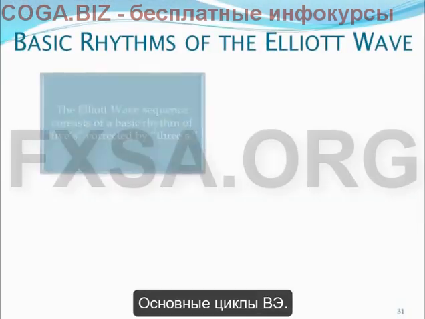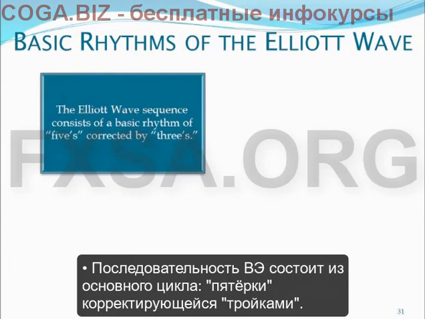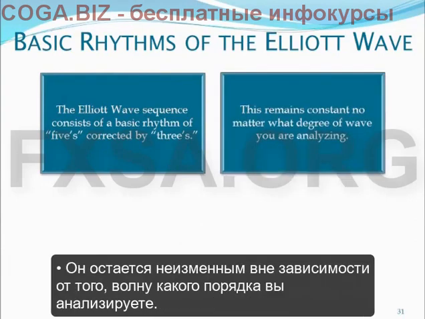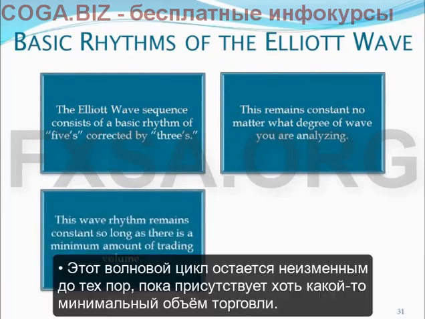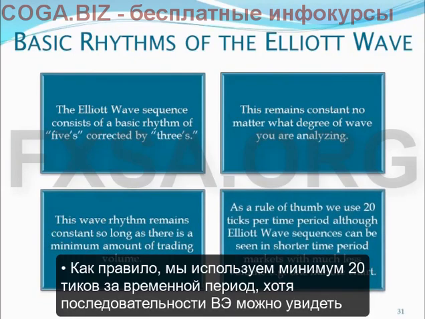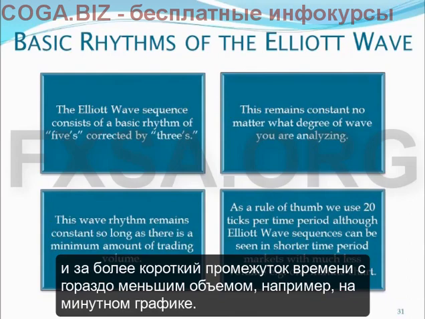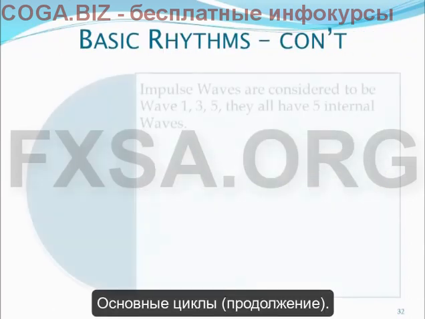Basic rhythms of the Elliott wave. The Elliott wave sequence consists of a basic rhythm of 5s corrected by 3s. This remains constant no matter what degree of Elliott wave you're analyzing. This wave rhythm remains constant so long as there is a minimum amount of trading volume. As a rule of thumb, we use 20 ticks per time period, although Elliott wave sequences can be seen in shorter time periods and markets with much less volume, e.g. a 1-minute chart.